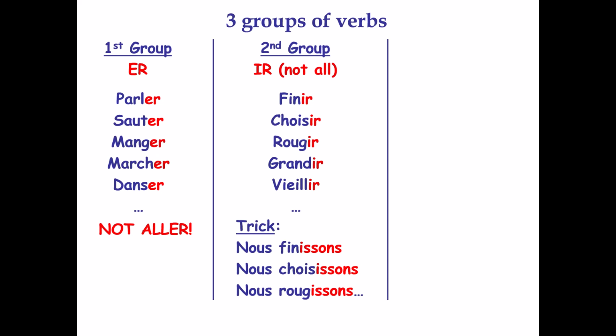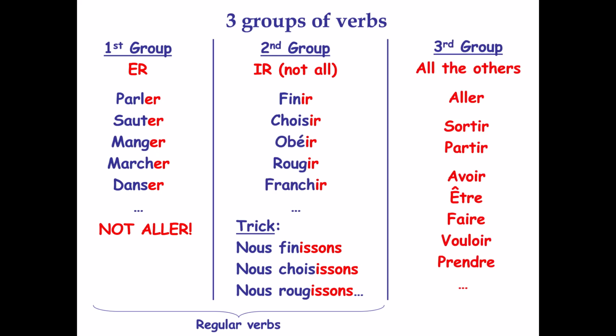For instance, if you take sortir, to go out or to exit, we go out is nous sortons and not nous sortissons. Since you don't have the sound ISS, sortir, although it is a verb ending with IR, it belongs to group 3. Again, all regular verbs belong to group 1 and 2.